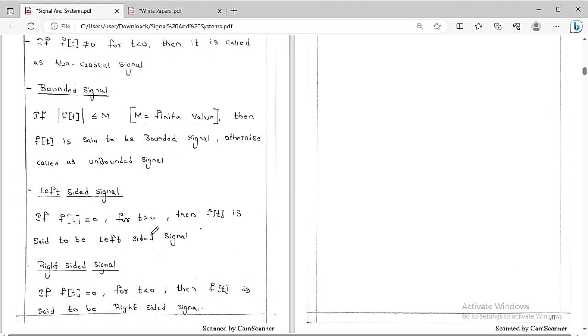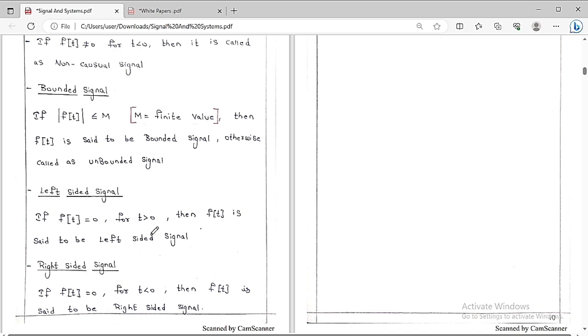So left-sided signal means the signal is present only on the left side but not on the right side. So f of t is equal to 0 for t greater than 0, then we can say the signal f of t is a left-sided signal. What is the meaning of a left-sided signal? The signal is present only on the left side but not on the right side. Therefore, if f of t is equal to 0 for t greater than 0, it is said to be a left-sided signal.